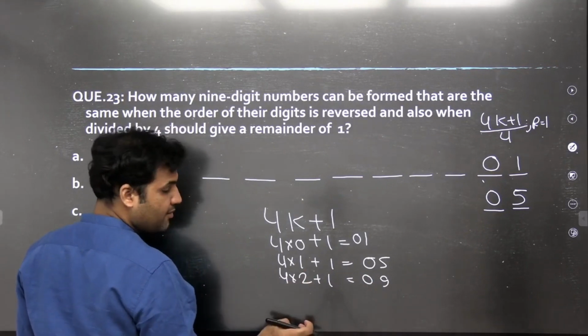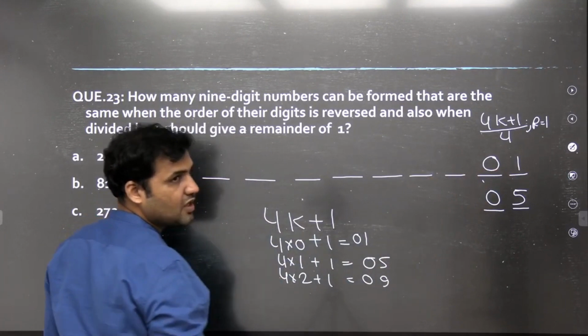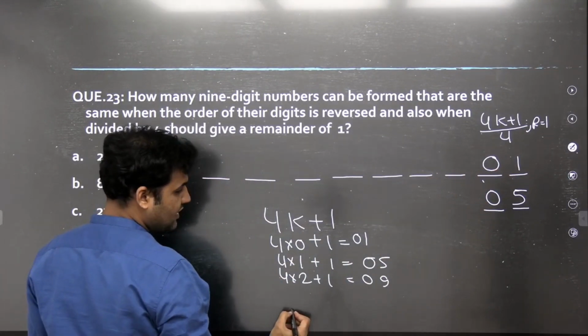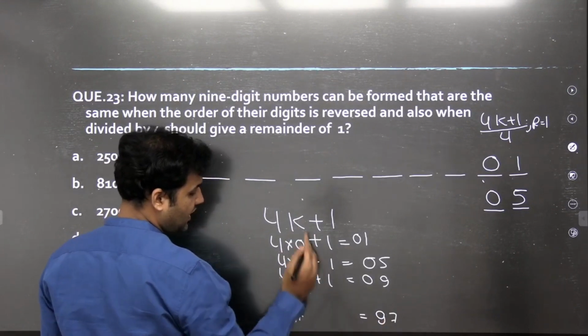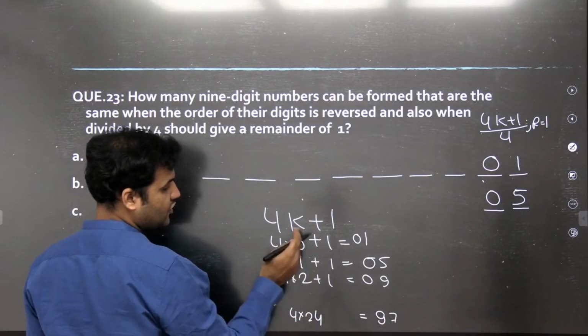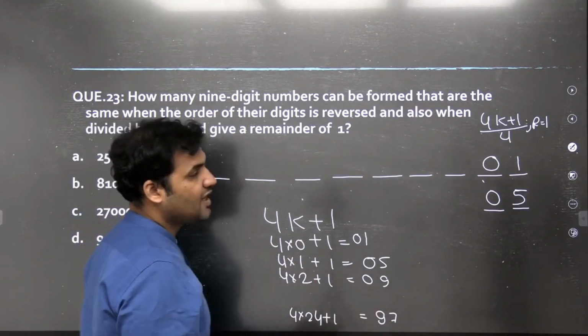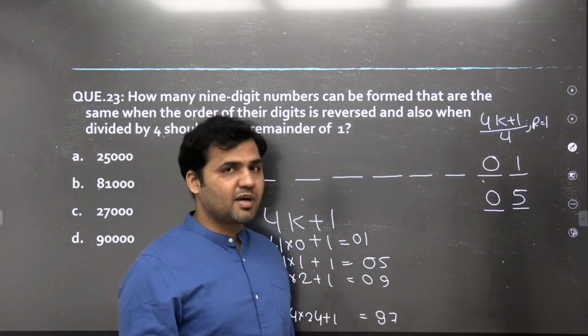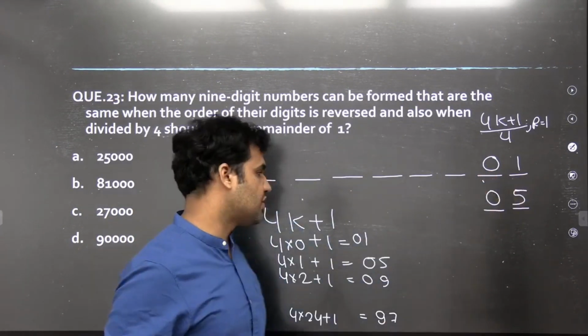The last number for which the last two digits will give you the remainder of 1 is 97, which appears for k equal to 24. If you put k as 24, 24 into 4 is 96 plus 1, that is 97. After that, you will start getting 3-digit numbers, but I only have to worry about the last two digits.